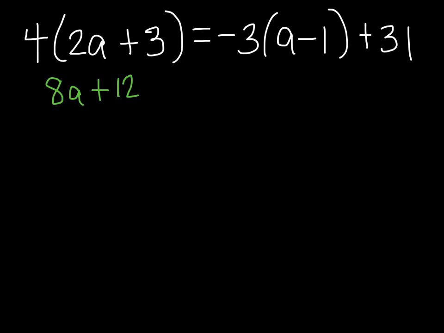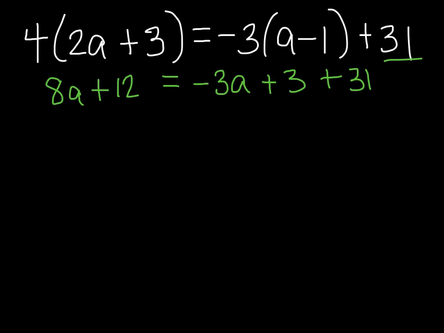Now I'm going to look at the right side of my equal sign, and I'm going to multiply negative 3 times a, which is negative 3a. Then a negative 3 times a negative 1 is a positive 3. And then I also still have 31 positives out here.